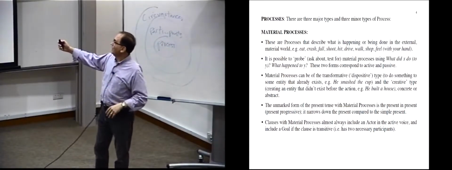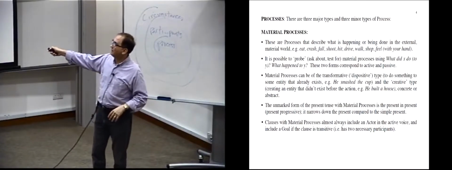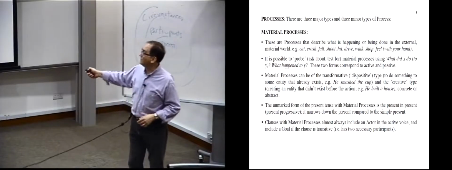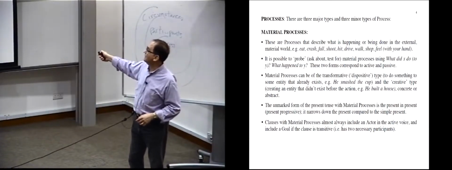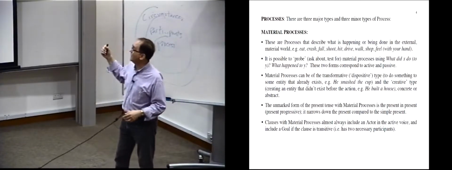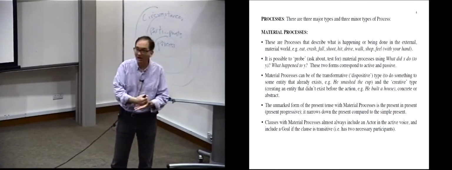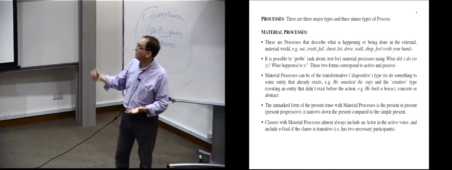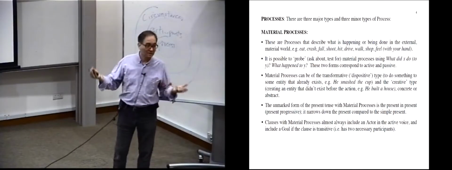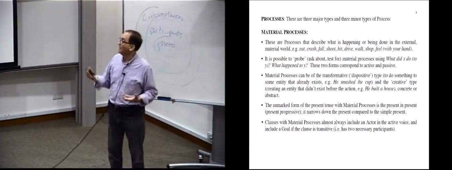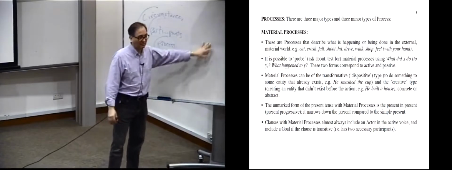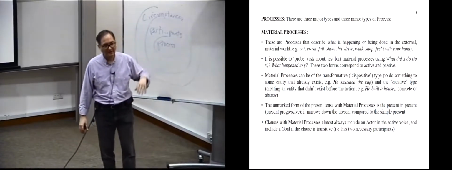So the first one, which is the main kind of easiest one to deal with, is the material processes. So these are processes that describe what is happening or being done in the external world. So if I'm eating something, if I crash my car, or I fall on the ground, or I shoot somebody, or I hit somebody, I drive to the store, I walk to the store, I shop all day, I feel something with my hand, like if I feel the board with my hand, I have to clarify that because feel can be used for several different types of meanings.